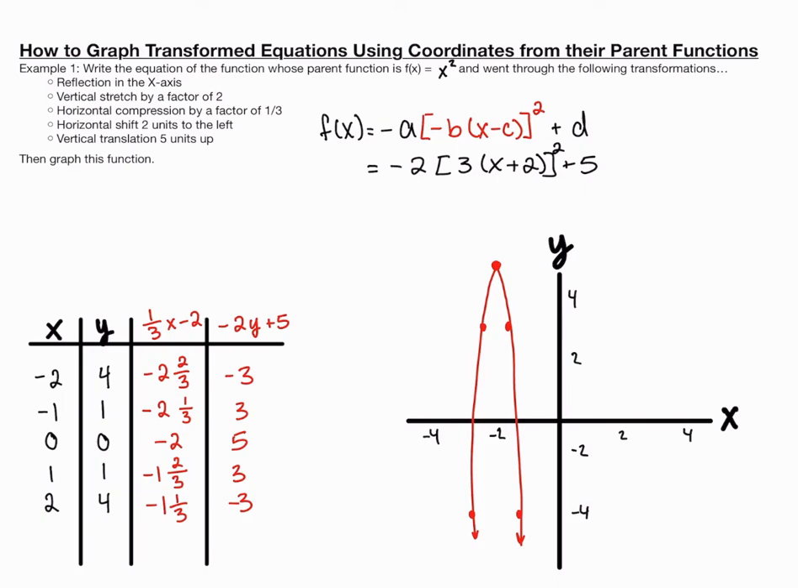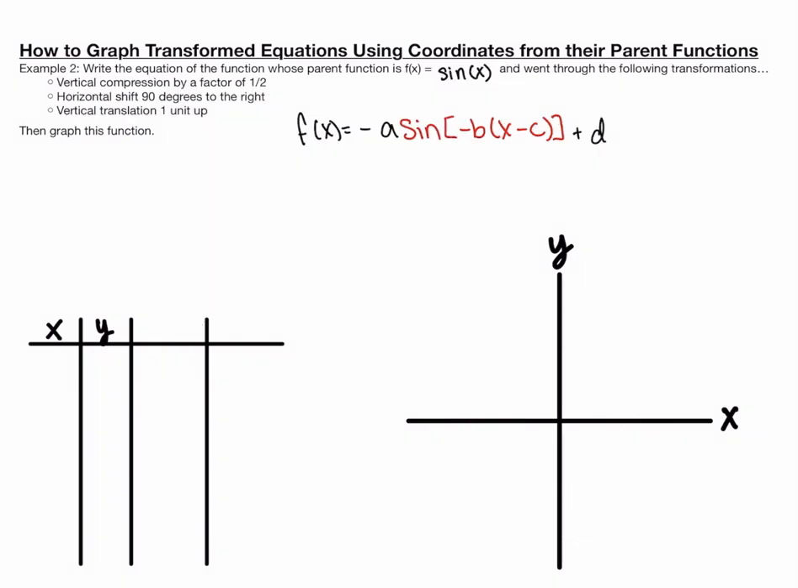Let's try this again with another example. Example 2 says, write the equation of the function whose parent function is f(x) = sin x, and went through the following transformations. Then graph this function. Since we're transforming the parent function of f(x) = sin x, we need to use this transformation equation. Pause the video for a bit and see if you can figure it out.